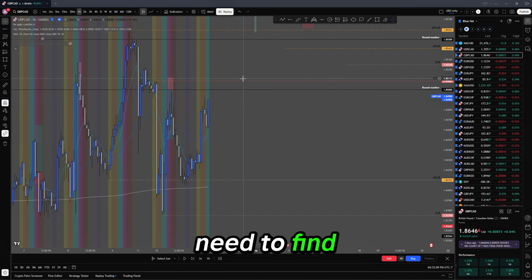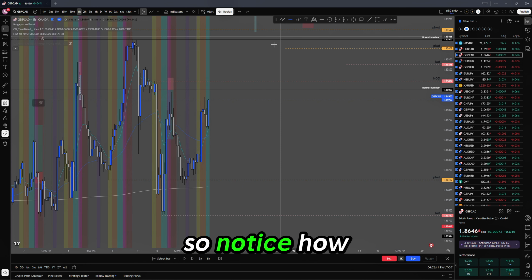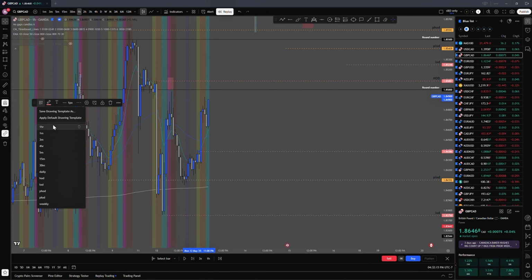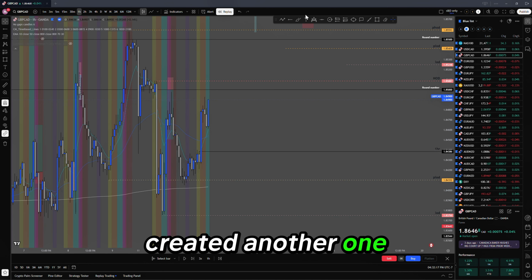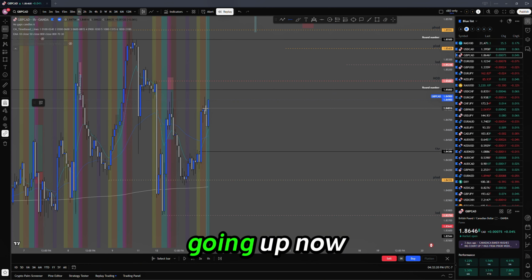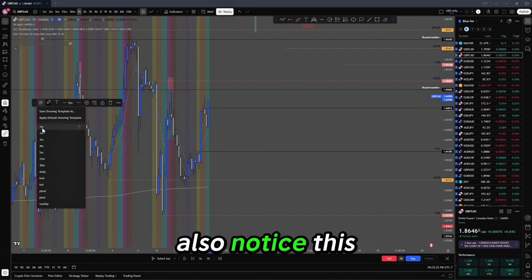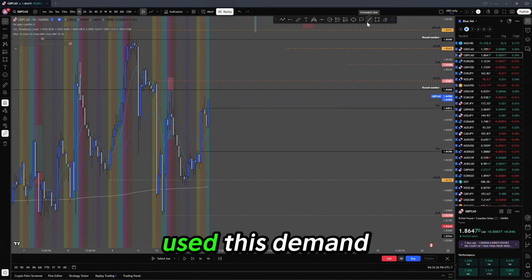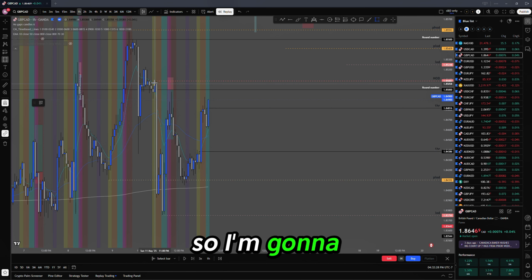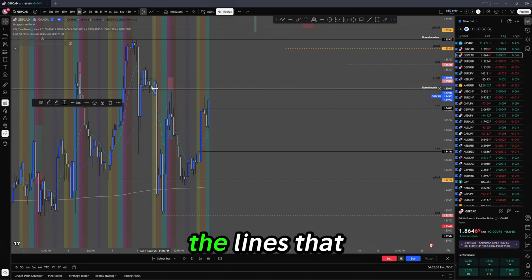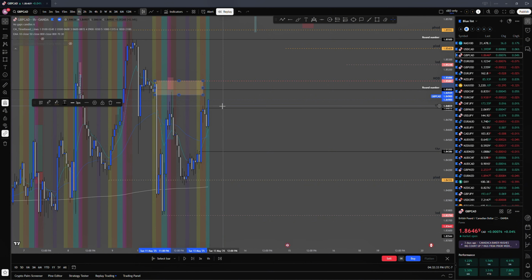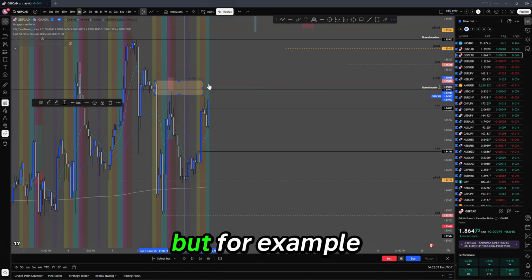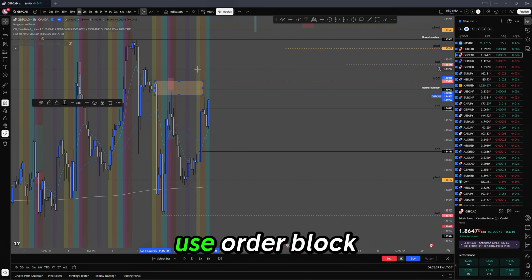So we need to find our direction. So notice how we created a demand here. And then we created another one right here, and we're still going up. Now also, notice this. We had already used this demand. So I'm going to do this in order block form. The lines that I'm making here are just half of the order block. It's the same thing, but more precise. But for example purposes, we're going to use order block.